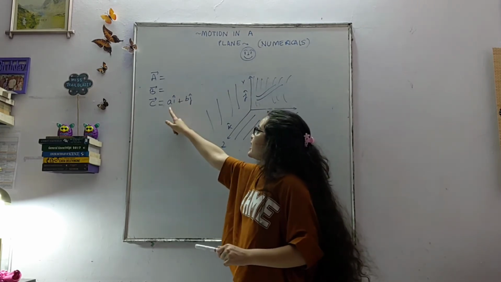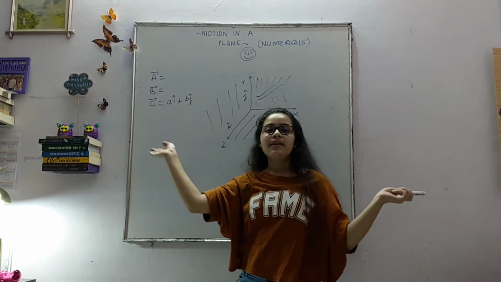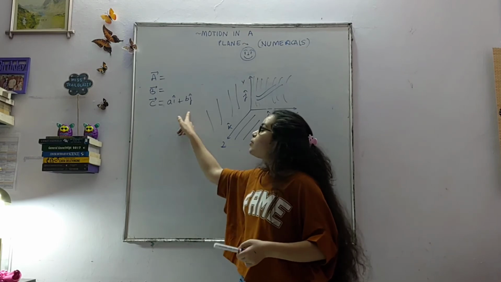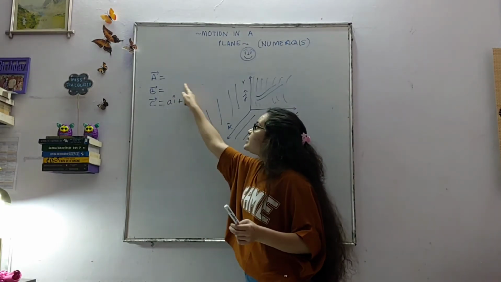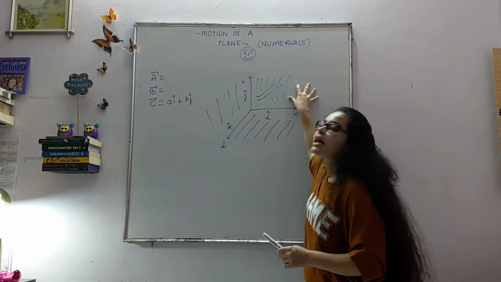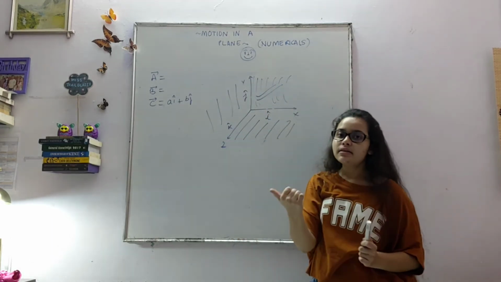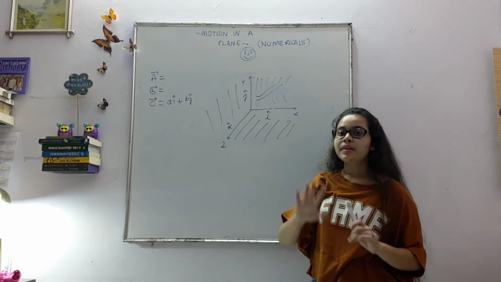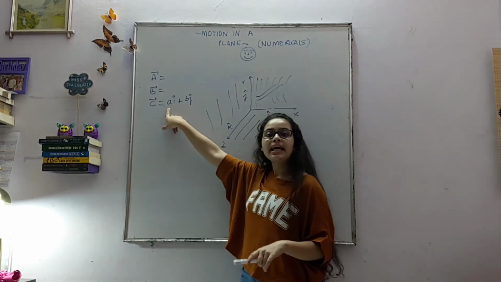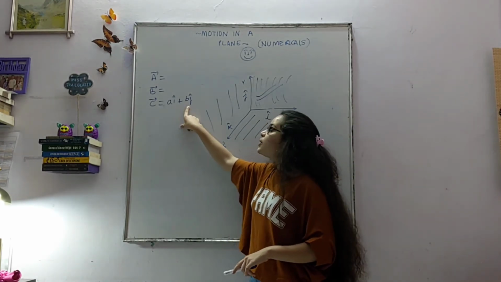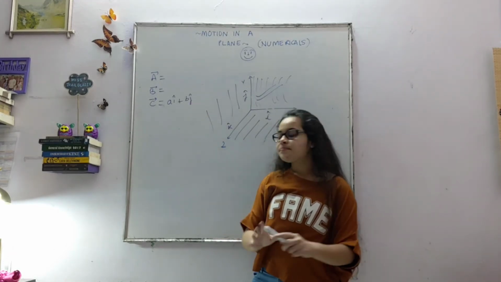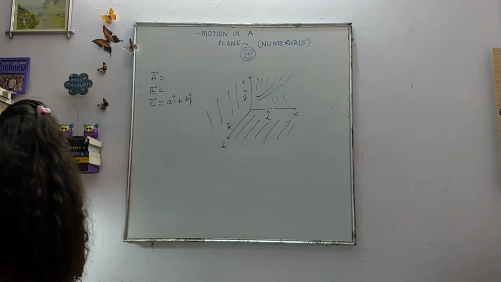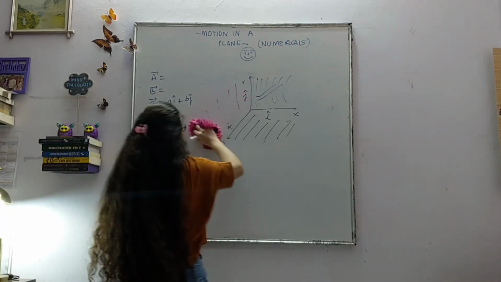Are you clear? See, A I cap where A is any variable. B j cap, B is also any variable. Overall, my A I cap plus B j cap lies in my XY plane with X component and Y component. Here, what is my X component? A is my X component. What is my Y component? B is my Y component. Clear? Okay. Now let me begin writing the values that are given in the question.